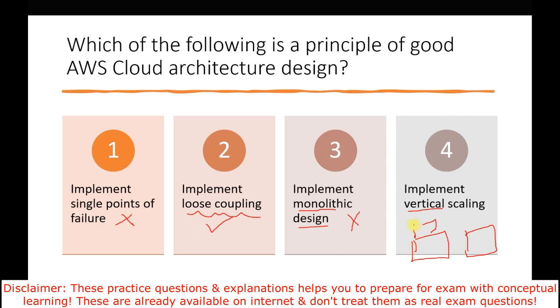The reason is that with vertical scaling we have a single point of failure. If something goes wrong with this machine, whether it is 16 GB RAM or 100 GB of RAM, it doesn't matter, it will go down. When we have two machines, if one goes down, the second will always be up, right? So that's why it's not a good architecture, and this is also wrong. So we will go with implement loose coupling here. Let's see the next question now.